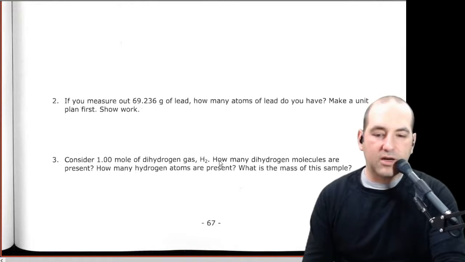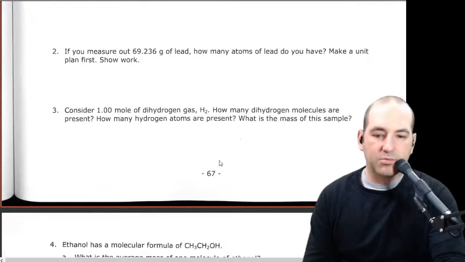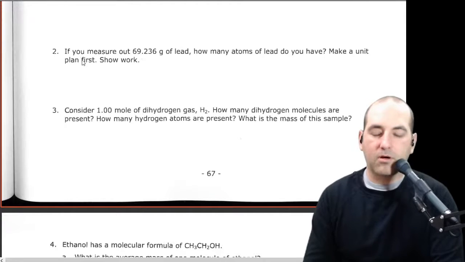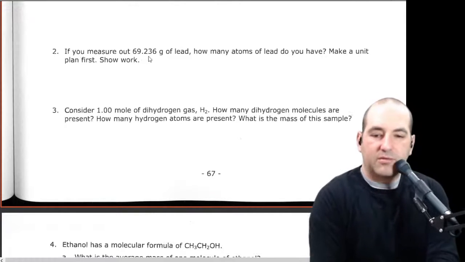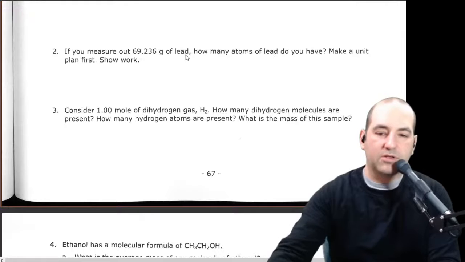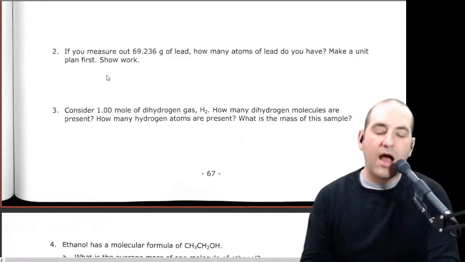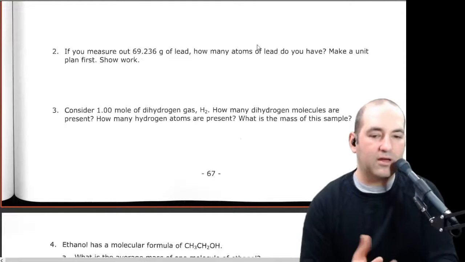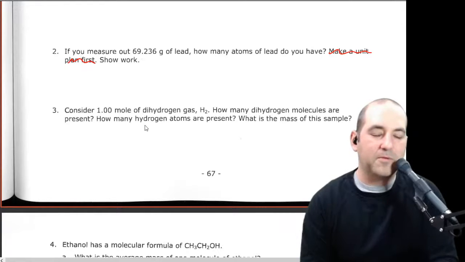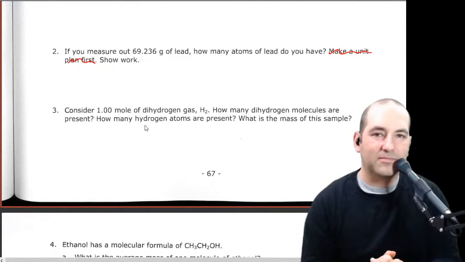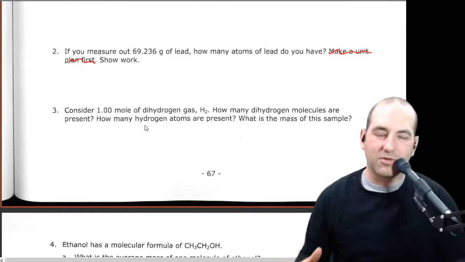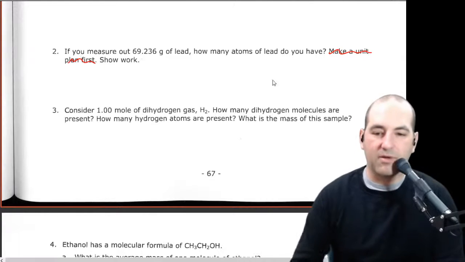So let's look at an example of how that would work. We're going to look at this problem here. If you measure out 69.236 grams of lead, how many atoms of lead do you have? Make a unit plan first. Show work. So how do we figure out the number? And like this kind of stuff, like I said, this comes from a textbook where it's in with a lot of other stuff, but you can solve the problem however you want.